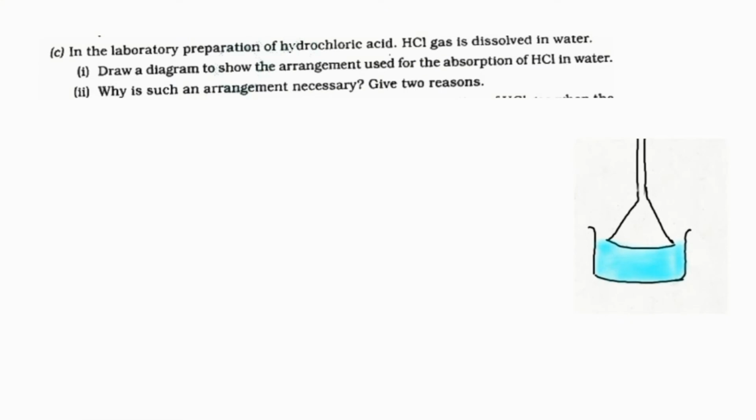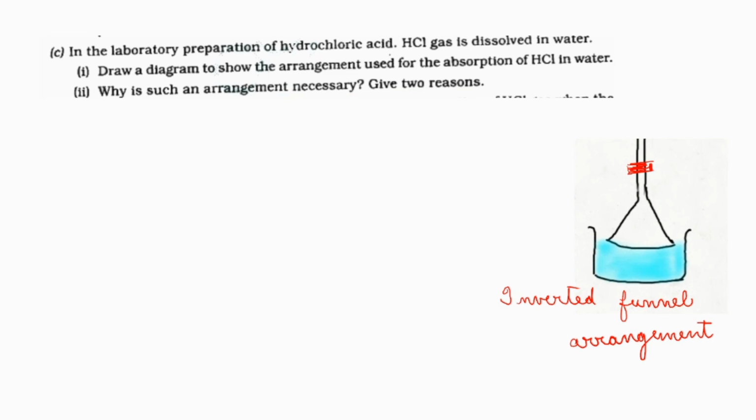Now see this question. These are the questions related to the laboratory preparation of hydrochloric acid. Read and find out. In the laboratory preparation of hydrochloric acid, HCl gas is dissolved in water. Draw a diagram to show the arrangement used for the absorption of HCl gas in water. So which picture will you draw? You will have to draw an inverted funnel arrangement. Again they are asking why such an arrangement is necessary. Give two reasons for that. So what answer will you give?